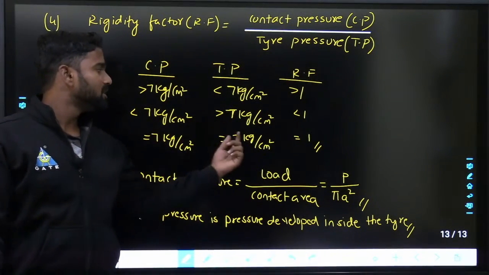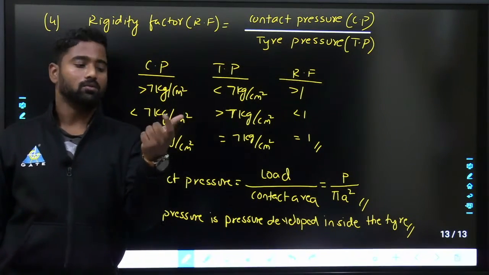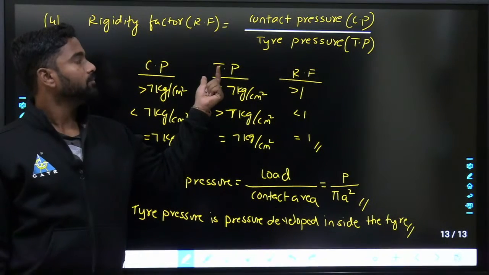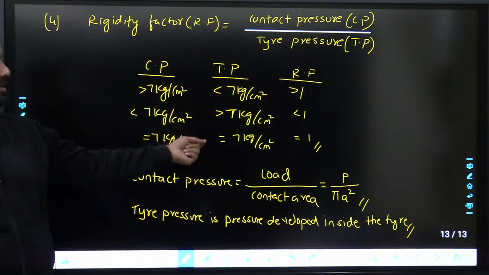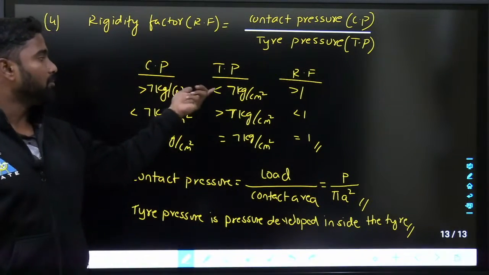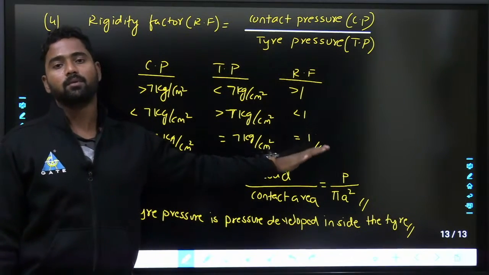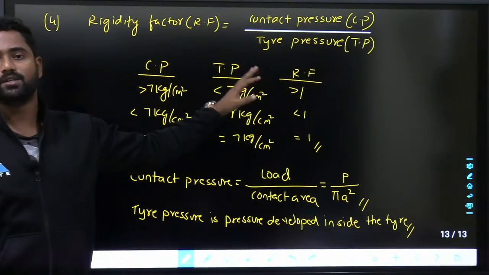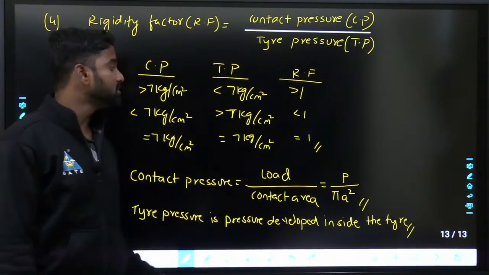And 7 kg per centimeter square is based upon IRC, with a load of 2050 kgs, and generally the contact radius will be 9 centimeters. So if you consider that radius of 9 centimeters and 2050 kgs, you will get approximately 7 kgs per centimeter square. So if both contact pressure and tire pressure are the same, then rigidity factor is 1. If it is more or less, then rigidity factor keeps on changing. It can be more than 1 or less than 1. Fine, this is rigidity factor.